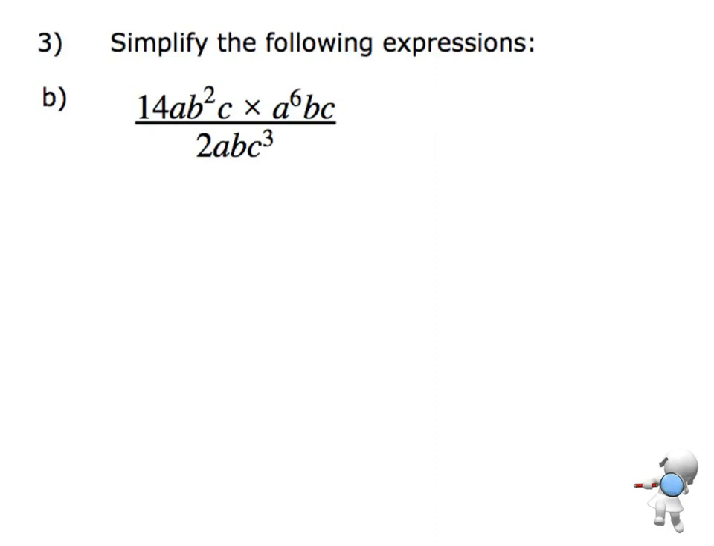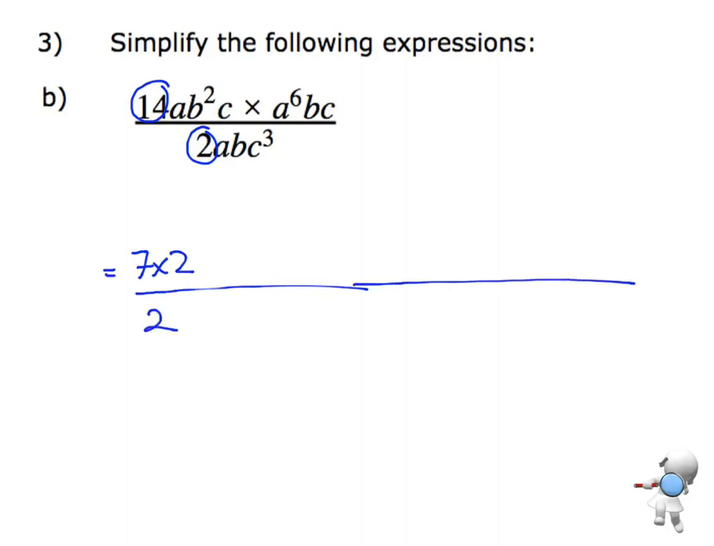I divide by powers. So if I was to expand this out, I'm going to first of all start with the numbers and say 14 and 2. Do they have any common factors? So yes, they do. So I'm going to write 14 as 7 times 2, and I'm going to leave the 2 on the bottom. Then I am going to expand out the entire top line.